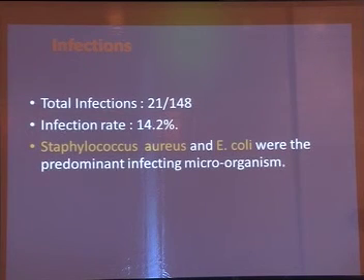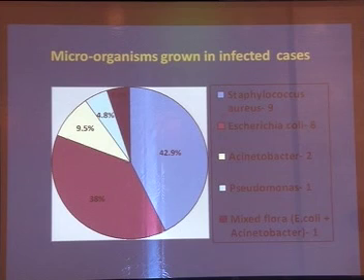The infection rate in our study was 14.2%, with Staph aureus and E. coli being the predominant infecting microorganisms. The most common infection was caused by Staph aureus in 9 cases, followed by E. coli in 8 cases, Acinetobacter in 2 cases, Pseudomonas in 1 case, and mixed flora infection in 1 case.